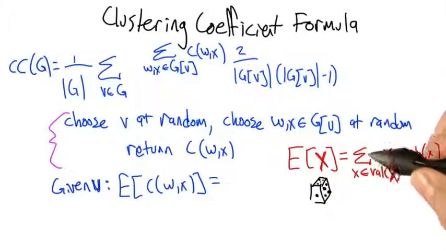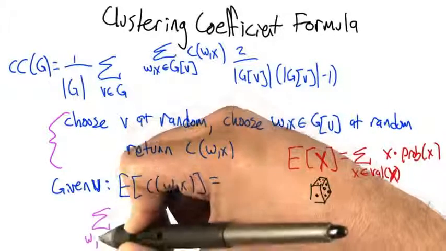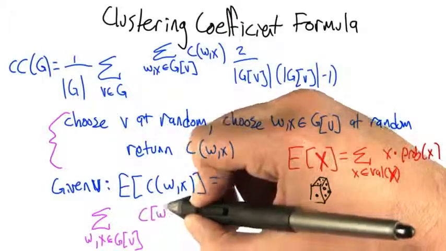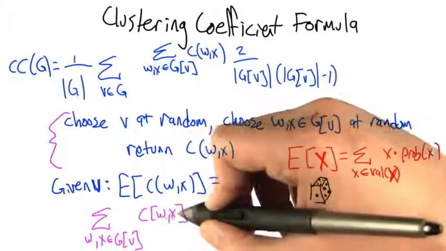All right, so if you did this right, you would have realized that what you need to do to compute an expected value is sum over all values that it can take on, the probability of that value times the value itself. So what that amounts to is summing over all pairs W and X that are neighbors to V. We sum whether they're either connected or they're not connected, and that's represented by this CWX thing.